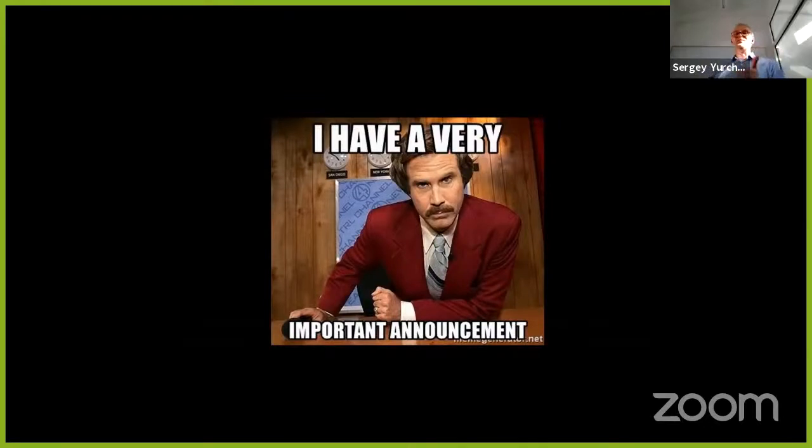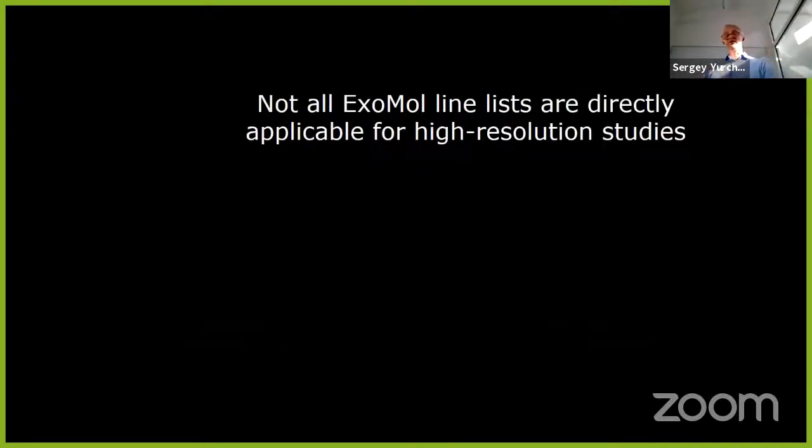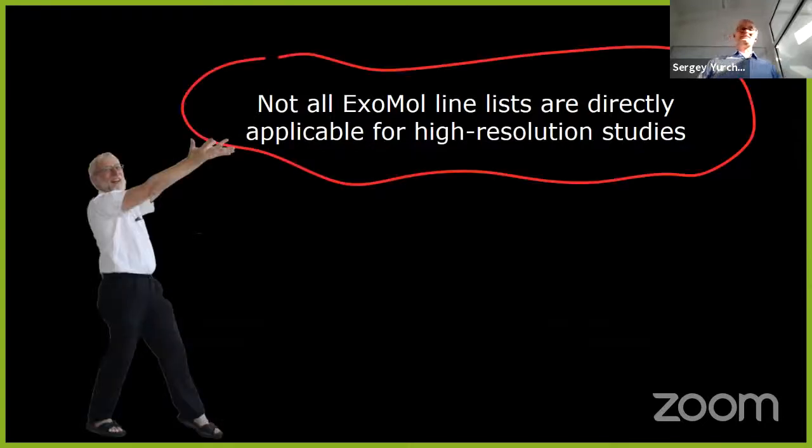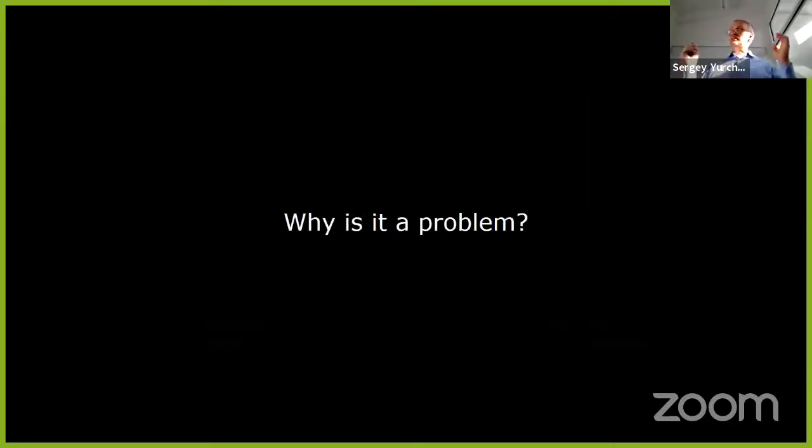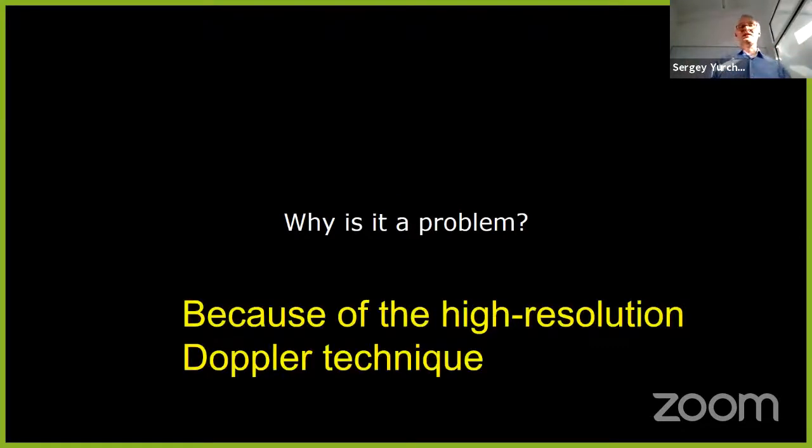However, there is one very important message that we learned recently. It's not only completeness that matters, but also high resolution, and not all ExoMol data is directly applicable for high resolution studies, which are now becoming more and more important. So together with John Tennyson, we're now moving in this direction with the goal of solving the problem of high resolution. So why is it a problem? Because of the high resolution Doppler technique, a new emerging technique which is playing a huge role in exoplanetary studies.